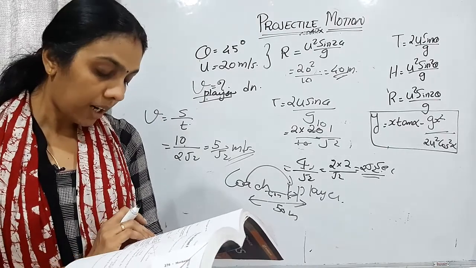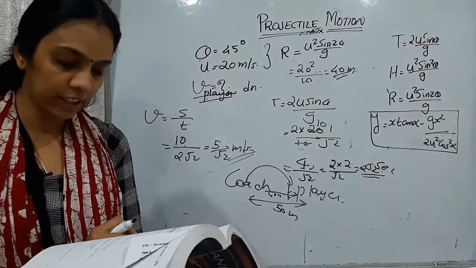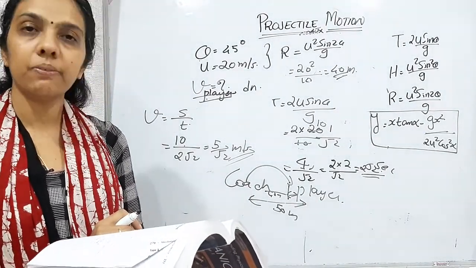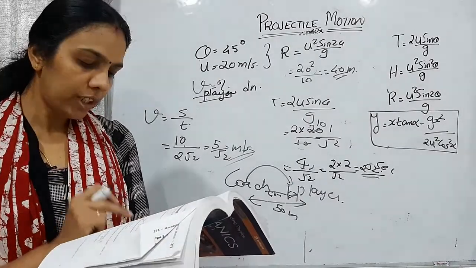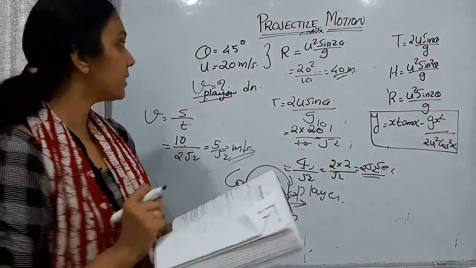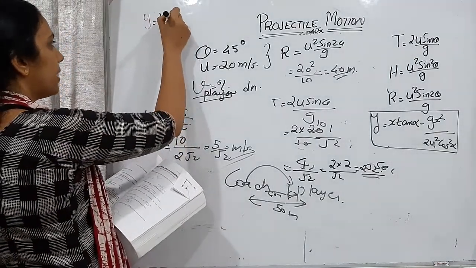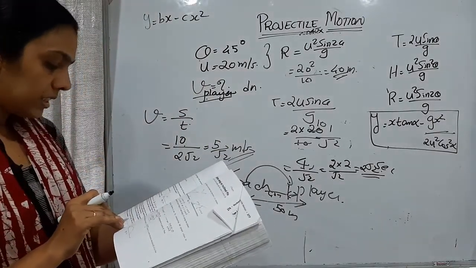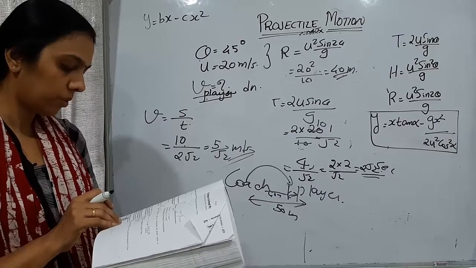Okay. A particle moves in the xy plane with a constant acceleration directed along the negative y-axis, okay, downward direction. The equation of path of the particle has the form y is equal to bx minus cx square, where b and c are positive constants. Find the velocity of the particle at the origin of coordinates.